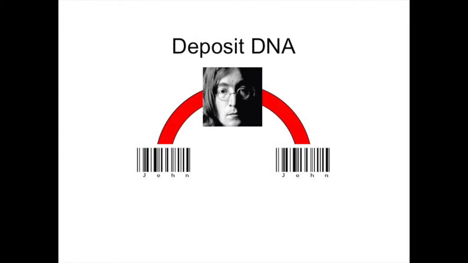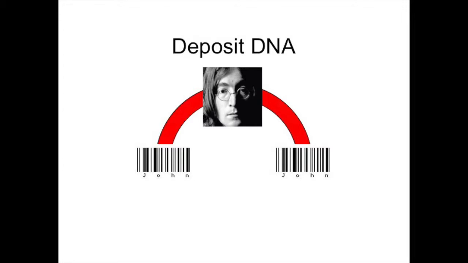So imagine that we have an individual, shown here as a well-known individual, who deposits their DNA. After the DNA has been collected and turned into genetic types, it leaves essentially a barcode. It's called a genotype, but we'll just call it a genetic barcode.